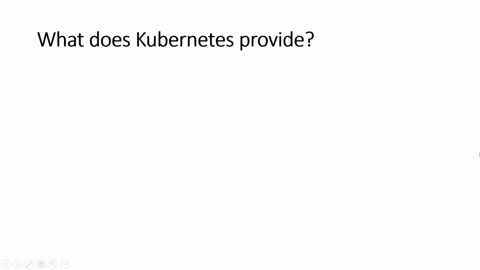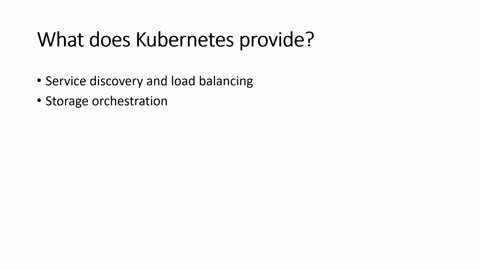So, what does Kubernetes provide? Service discovery and load balancing. It provides the ability to discover other services running in the cluster and the capability to load balance and distribute the network traffic so that the deployment is stable. Storage orchestration. It provides the ability to mount a storage system such as local storage, public cloud providers, and more. It provides automated rollouts and rollbacks.